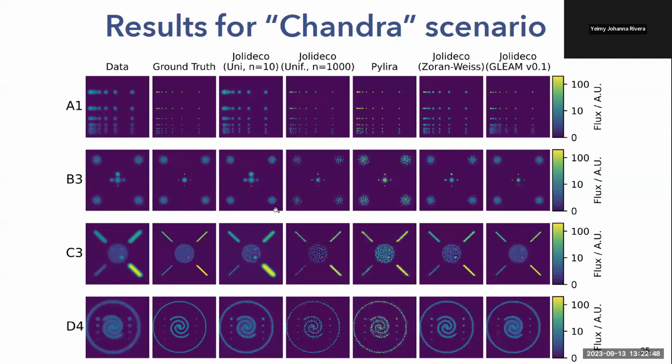This is then run for multiple scenarios, and I think you can easily see that the Joly-Deco method, for example with the clean prior here, really leads to very nice reconstructions. Let me just highlight that a little bit. So this is the ground truth, where the point sources just have a single pixel. Then the Joly-Deco reconstruction with the uniform prior and 10 iterations has not really sharpened the image. For 1,000, it gets much better.